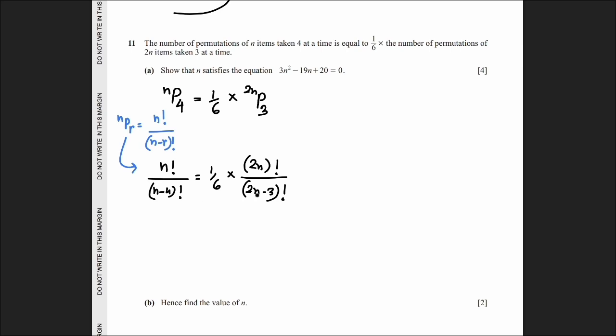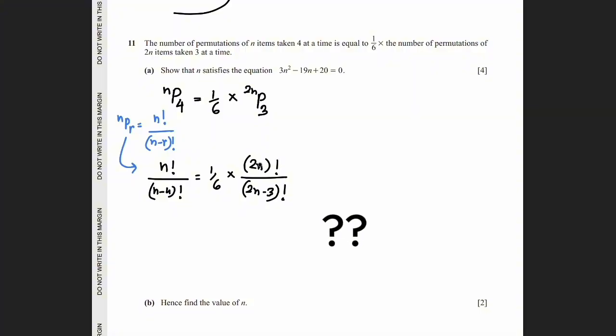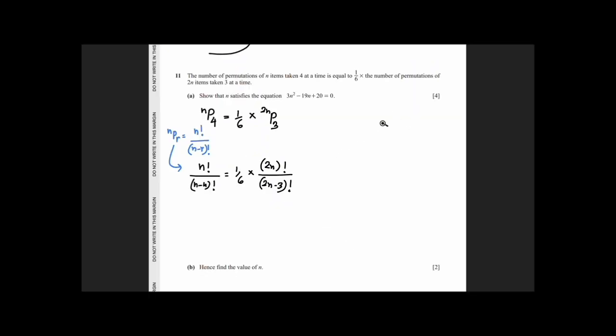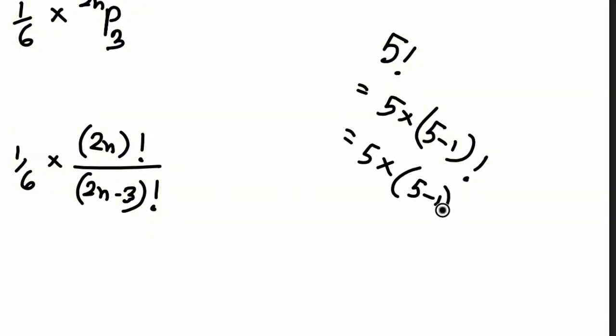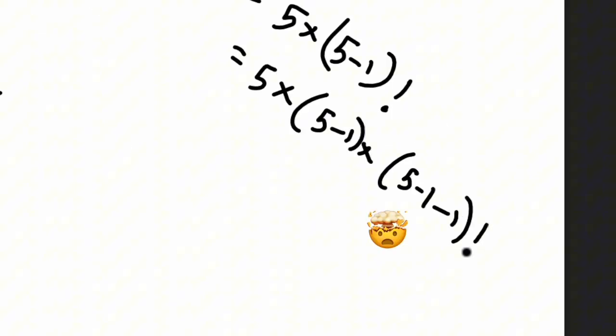2n minus 3 whole factorial. Now what we can do is we decrease 1 from the factorial and we can write another product. What I mean by that is we can write 5 factorial as 5 times 5 minus 1 factorial, and we can write that as 5 times 5 minus 1 times 5 minus 1 minus 1 factorial.